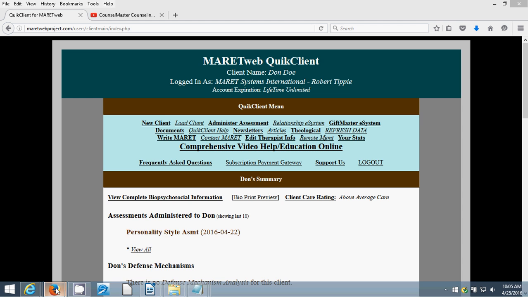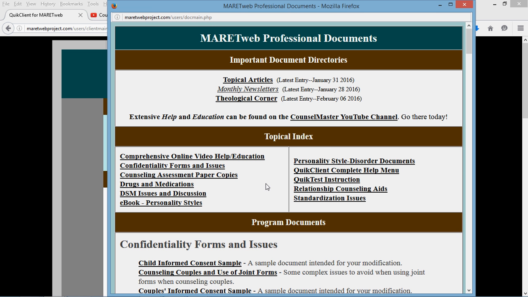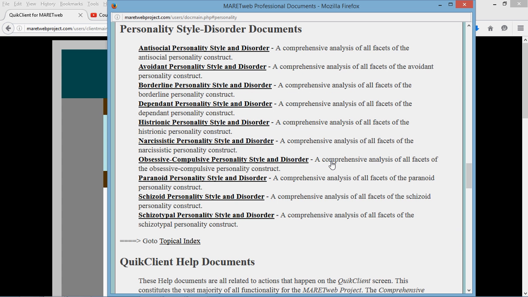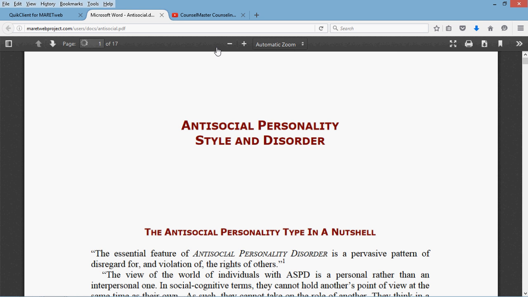and Personality Style Disorder Documents, and this is all 10 of them. These are extracted from a book that I wrote for my doctorate. They're all laid out essentially in the same way. Let's look at antisocial here.